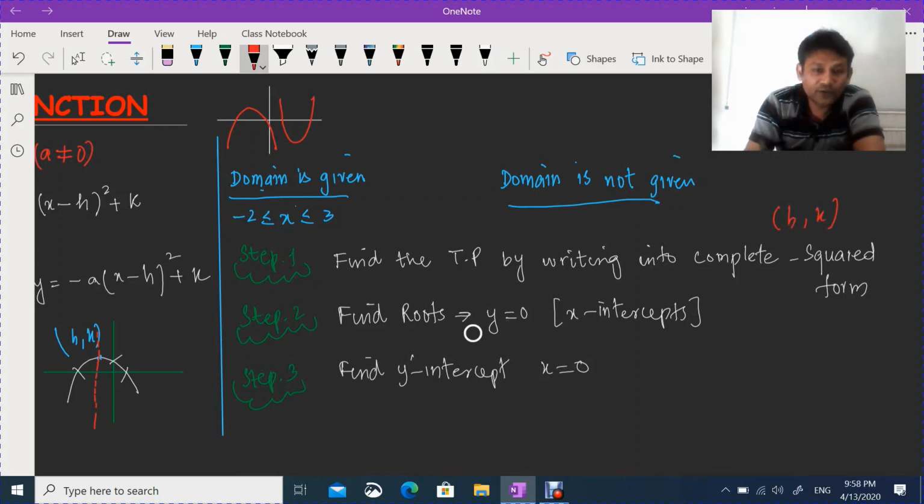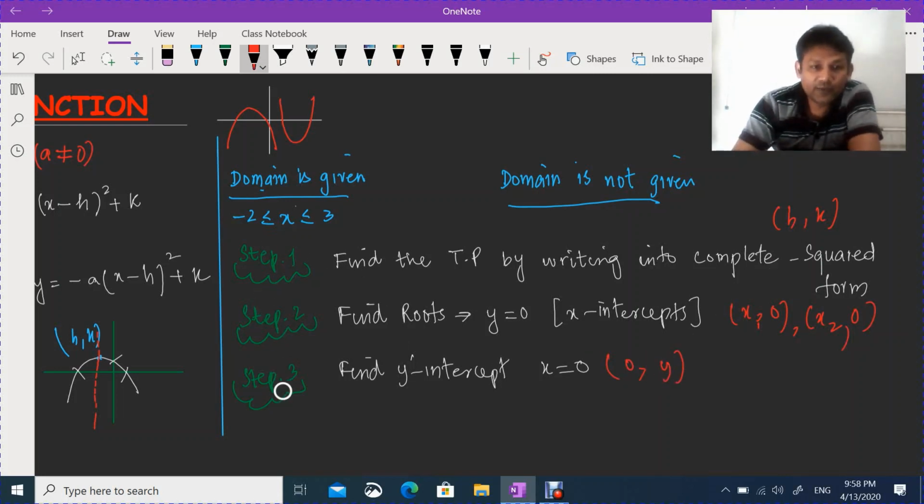Second, when y is equal to 0, roots, there are 3 possibilities. We can have no roots, 1 root, or 2 roots. So suppose there are 2 roots here, x1, y1 and x2, y2. Sometimes there will be no roots. And for the y-intercept, x is 0 and y will be something else, but there will be only 1 such point.